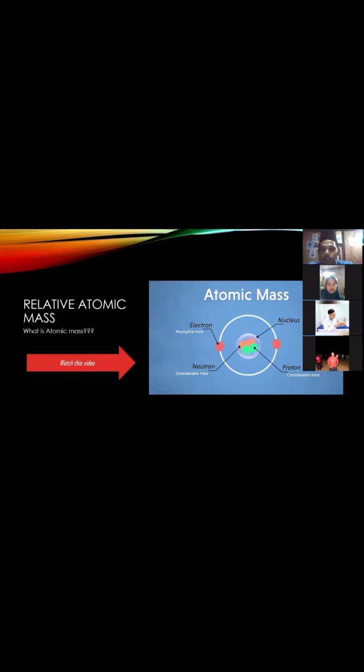Now tell me one thing. Which among these two particles should be considered? Shall we consider only the mass of protons or only the neutrons, or both together? Well, since both have a significant amount of mass, we will consider the mass of both together. Hence, the atomic mass is defined as the total number of protons and neutrons present inside the nucleus of the atom. It is also referred to as the mass number.